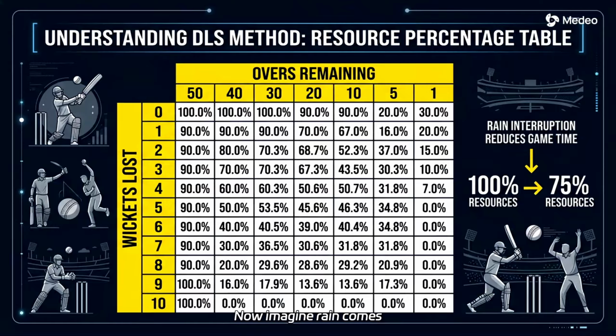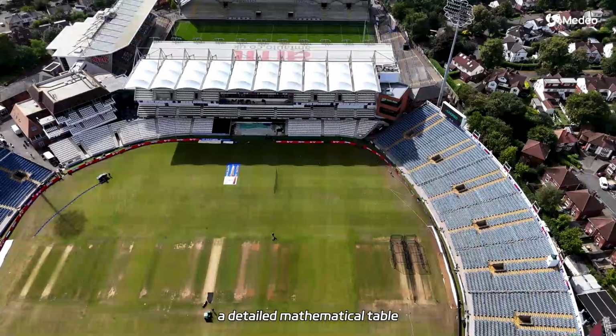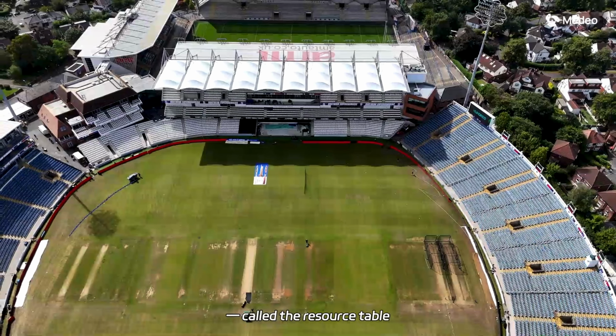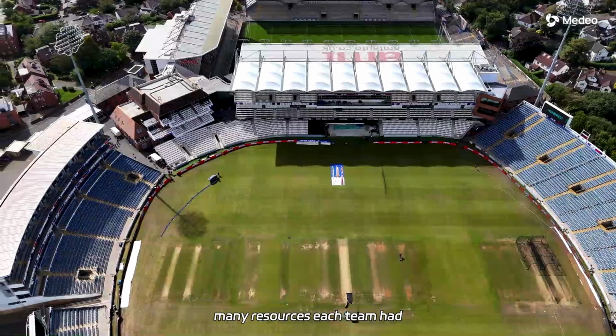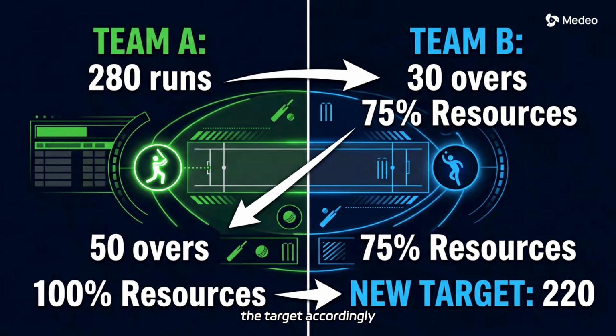Now imagine rain comes and they lose 10 overs. Their resources drop, let's say to 75%. That means they have less to work with. The DLS method uses a detailed mathematical table, called the resource table, to calculate exactly how many resources each team had. Then it adjusts the target accordingly.